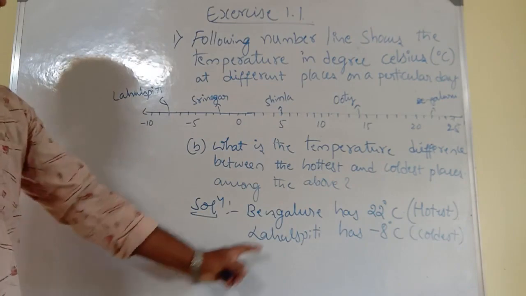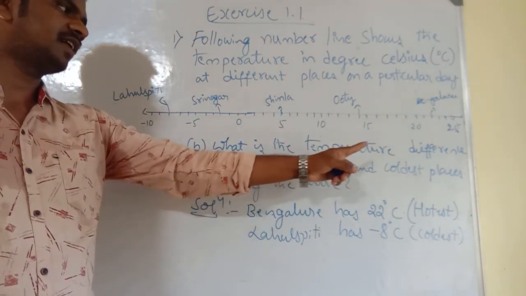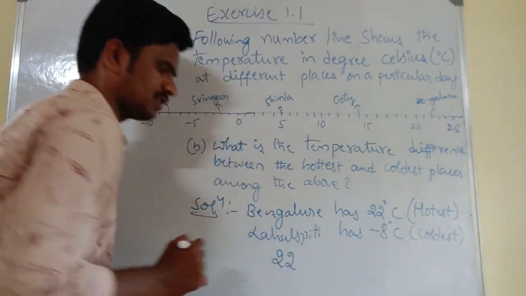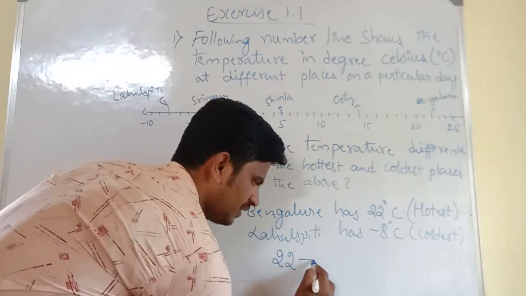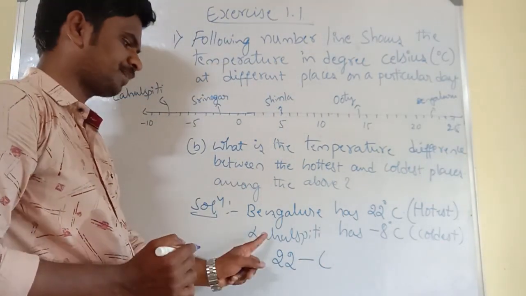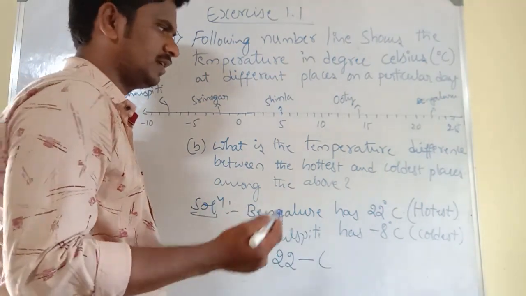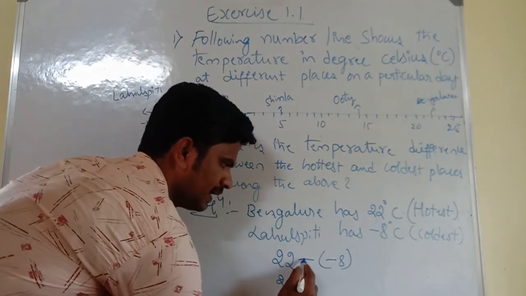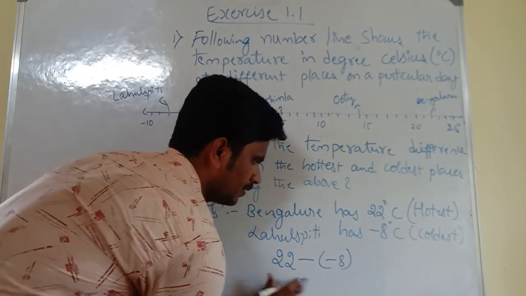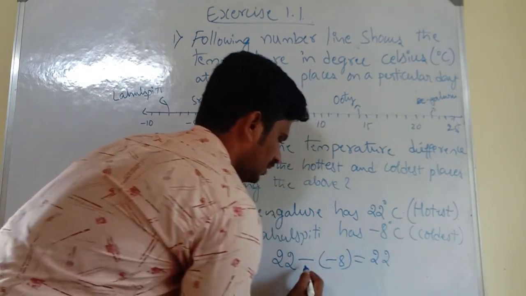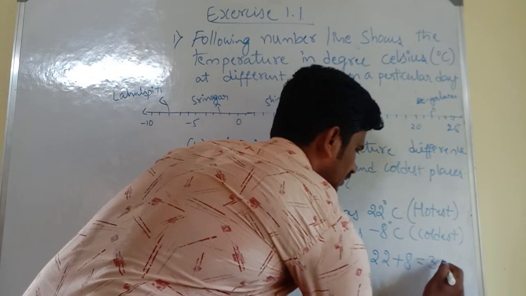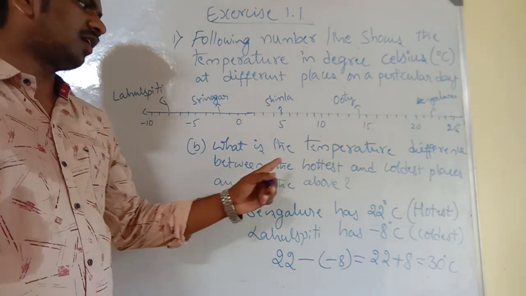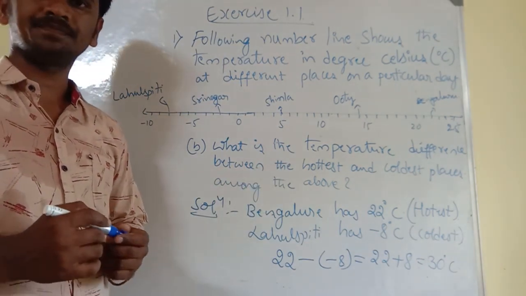Here the difference between the hottest and coldest place means we have to make a subtraction. That is 22 degrees, the highest temperature. Difference means we have to subtract. What do we have to subtract? The temperature of the coldest place, that is minus 8. Then what happens? 22 minus into minus becomes plus. Minus into minus becomes plus. So 22 plus 8 equals 30 degrees Celsius. That is the temperature difference between the hottest and coldest places.